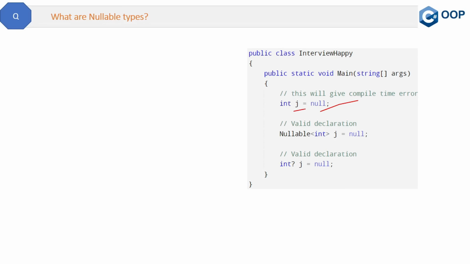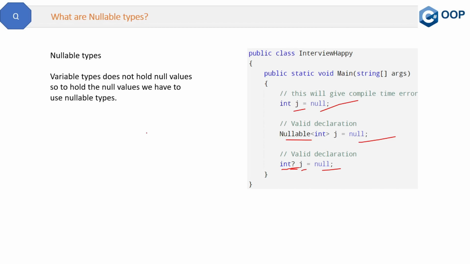So how to assign null then? Sometimes there are scenarios when you don't want to throw any error when you are assigning a null value to some integer or string. So in order to allow null values for a variable, you have two ways. Either you can use the Nullable keyword like this, or you can use this question mark way. I personally prefer the question mark, and I guess you have seen this in some projects also. This basically means that you are allowing null assignment to this j variable.